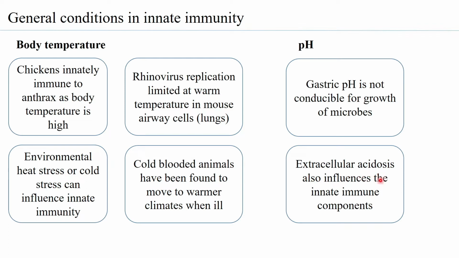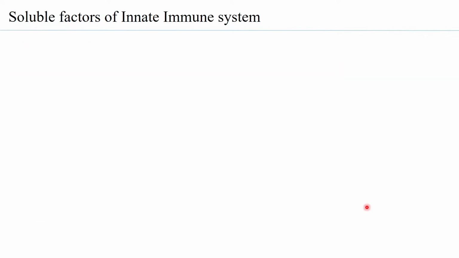Extracellular acidosis, that means high extracellular proton content, influences the innate immune components. So the presence of a certain amount of H plus in the surroundings of a cell does affect the innate immune components and thereby the response itself. And now we look at the soluble factors of the innate immune system.